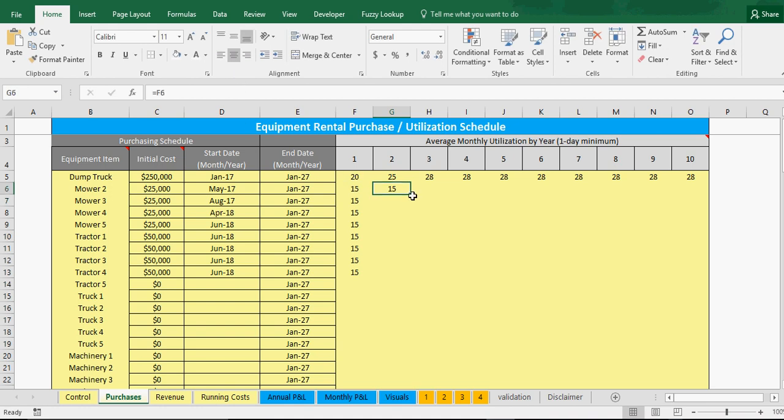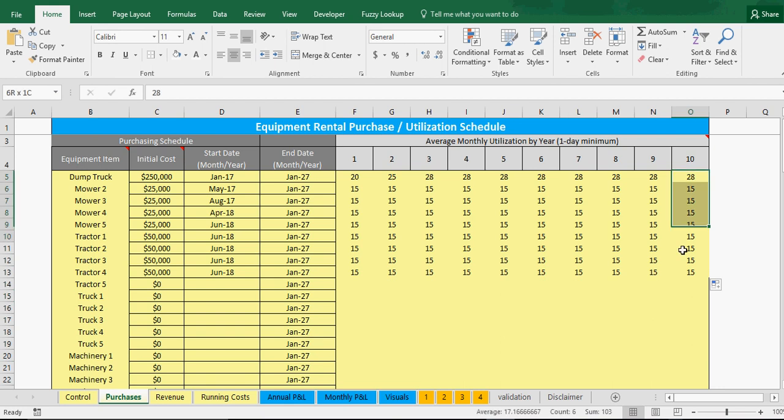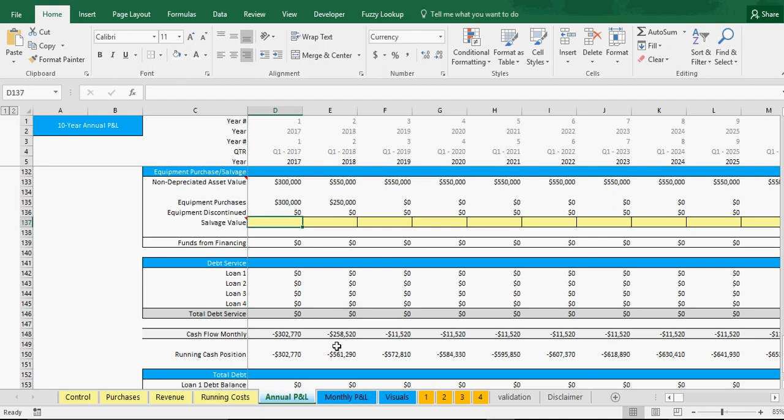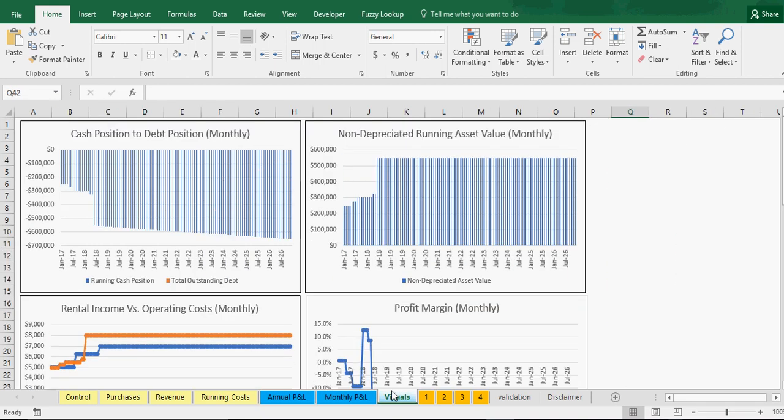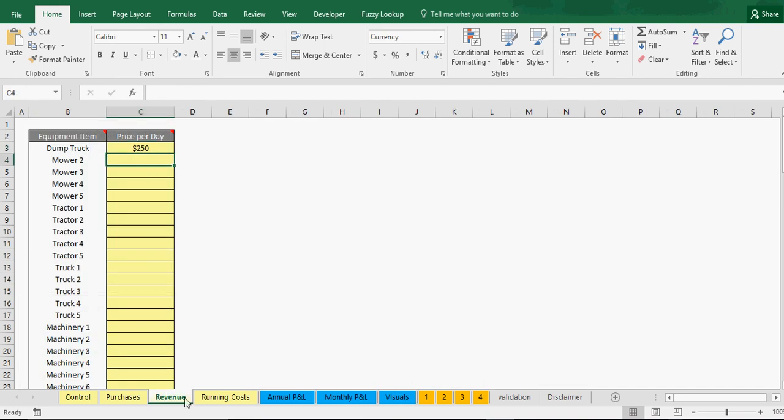And this is just manual input, but I'm just using some formulas to make it go quicker for myself. So say we're using them half the month. They're all going the full 10 years. And start dates. Let's see how the annual looks. Actually, let's just look at the visuals. Well, now, it's low, and that's because we're not charging enough. We haven't even put any numbers in here.